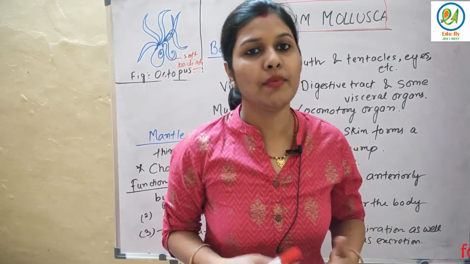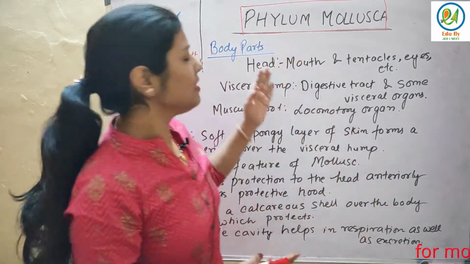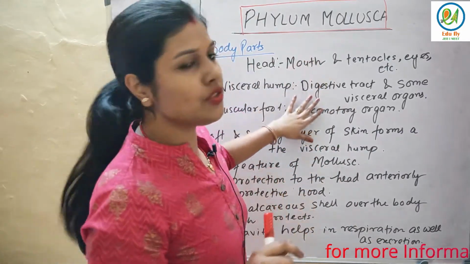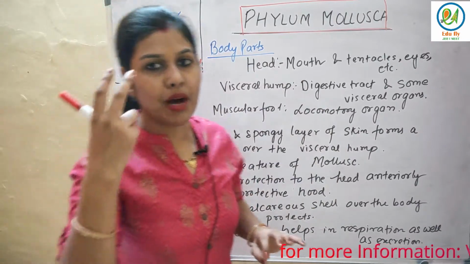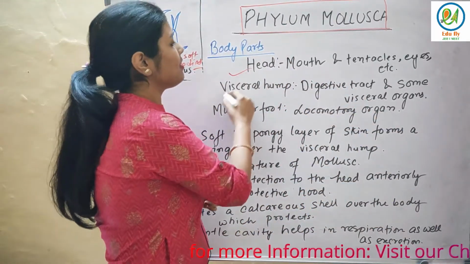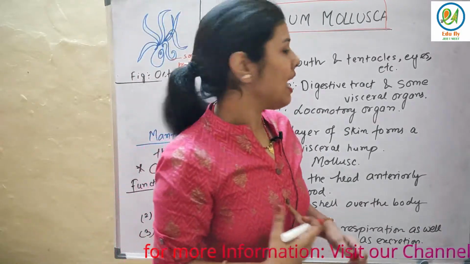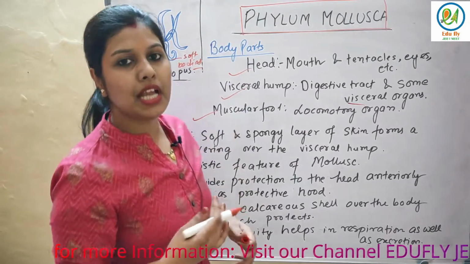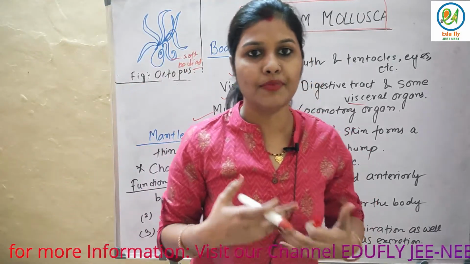Like I told you, there are three body parts. See, anterior head, visceral hump and muscular foot, and these are the functions of the three. First, what is in the head? Mouth and sense organs. All the sense organs are included there. Next, what is on the visceral hump? Digestive tract and some visceral organs are there. Fine. Next, what is in the muscular foot? Locomotory organs. They help in locomotion.